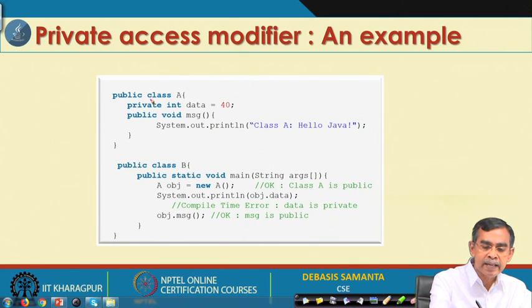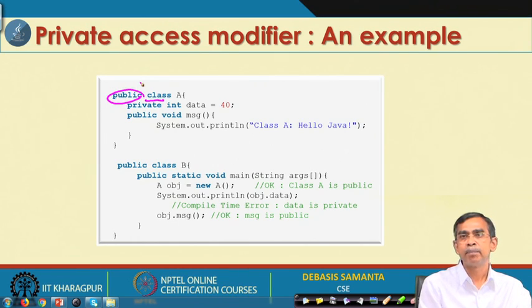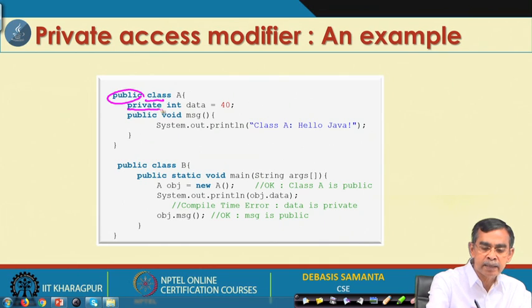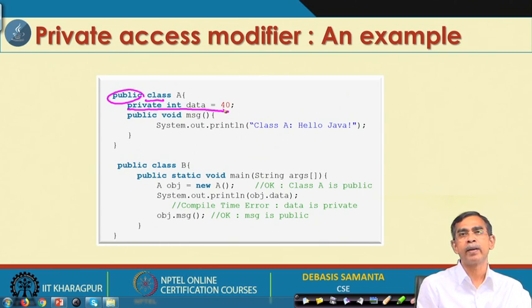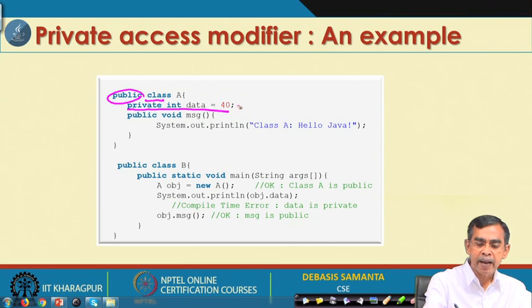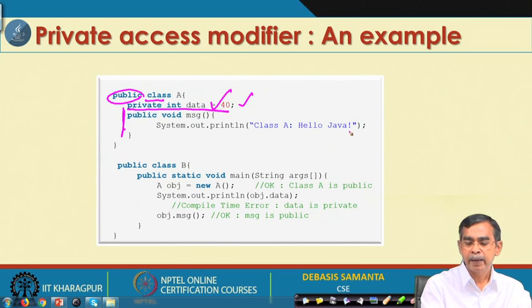Now, we declare class A and the access specification is public. So, public means this class A can be accessed from anywhere. However, this is the member which is declared as private, that means int data is declared as private. So, being a private member, any method which belongs to this class can use it. So, in this method, the message, if I write plus data, no issue. It can use it.